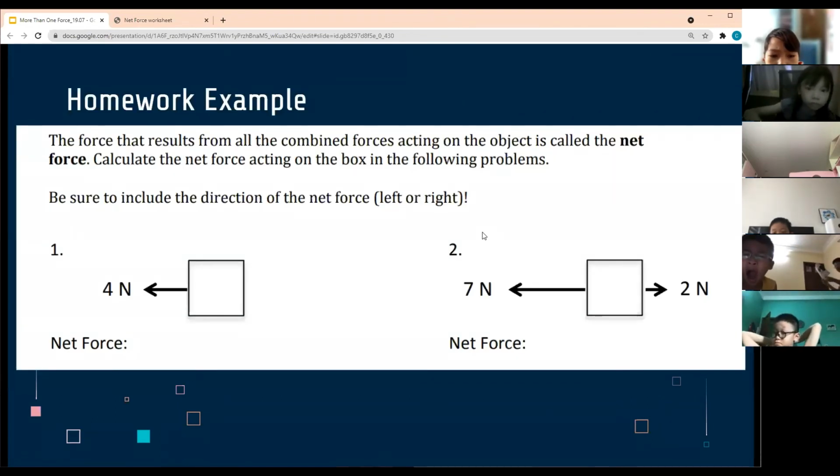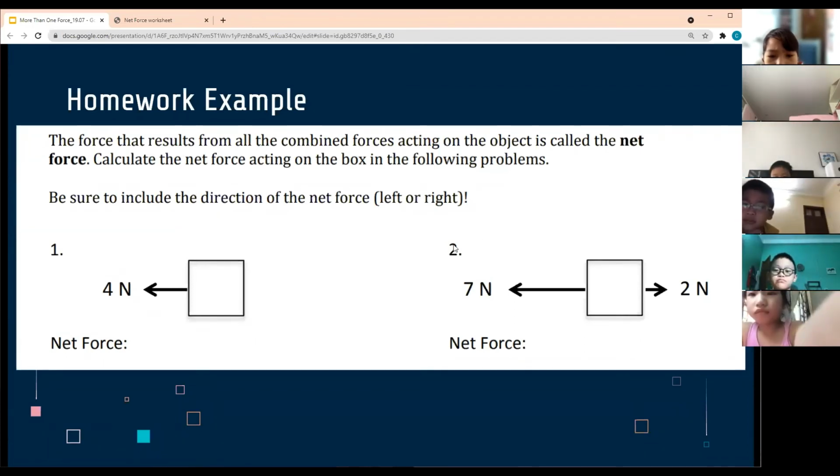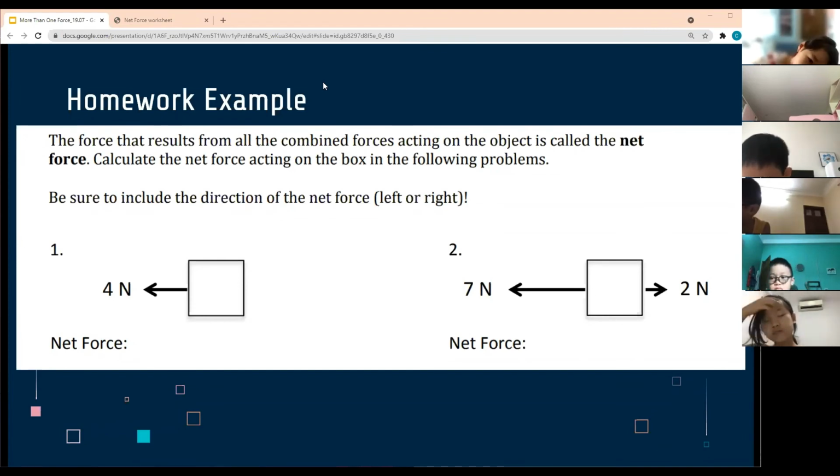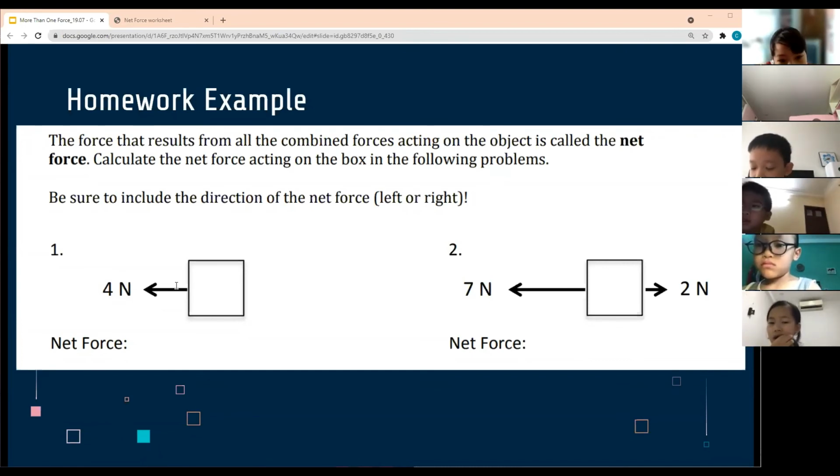This is question 1 and question 2 of your homework. And remember, just use subtraction. So number one, what is our net force? Let's have Daisy. Could you help me with the net force? Now, how many forces are acting on this object, Daisy? 4N. And which direction is it going? To the left, or to the right? To the left.